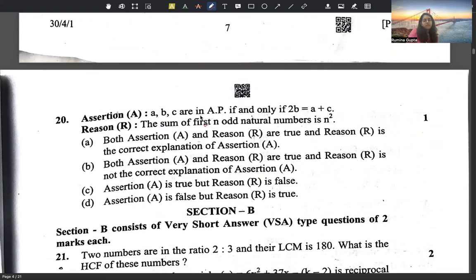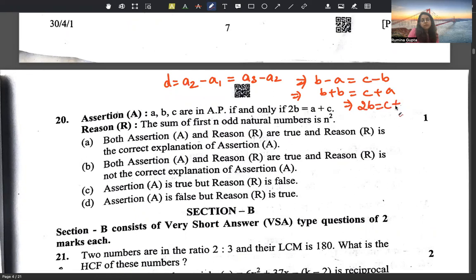Assertion: A, B, and C are in AP if and only if 2B is equal to A plus C. As A, B, C are in AP, it's obvious that d is equal to a2 minus a1 and also a3 minus a2. So let's see whether it satisfies this situation or not. So here what will I get? Here I will get B minus A is equal to C minus B. Solve this, what relation is it satisfying? B plus B is equal to C plus A. So that is 2B is equal to C plus A. So yes, my assertion is absolutely correct.